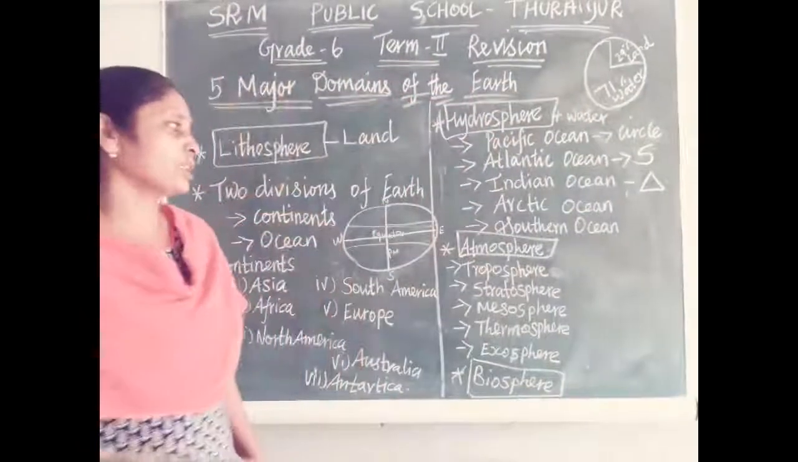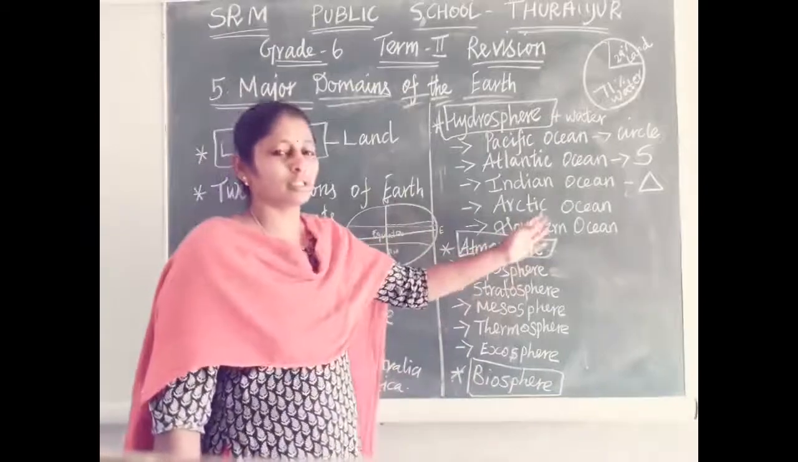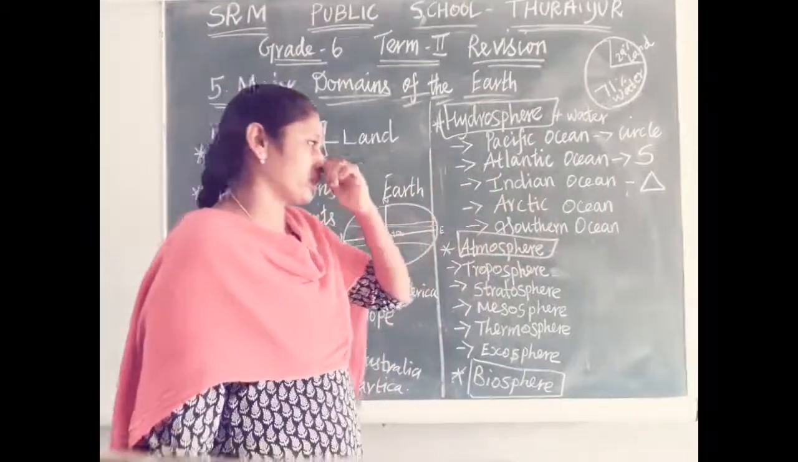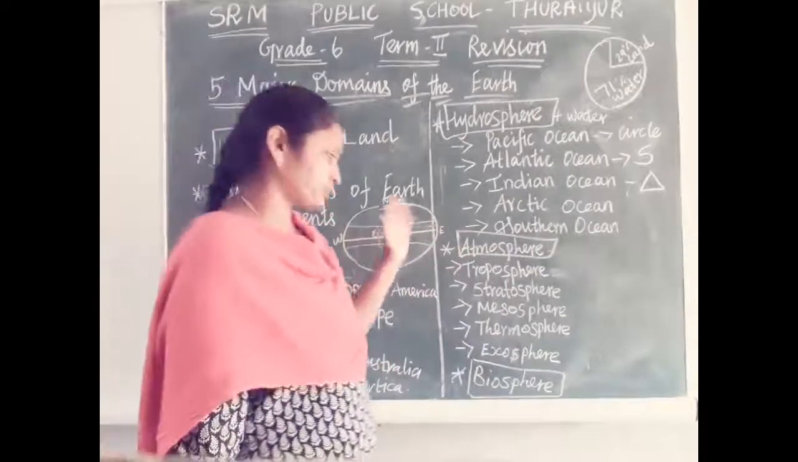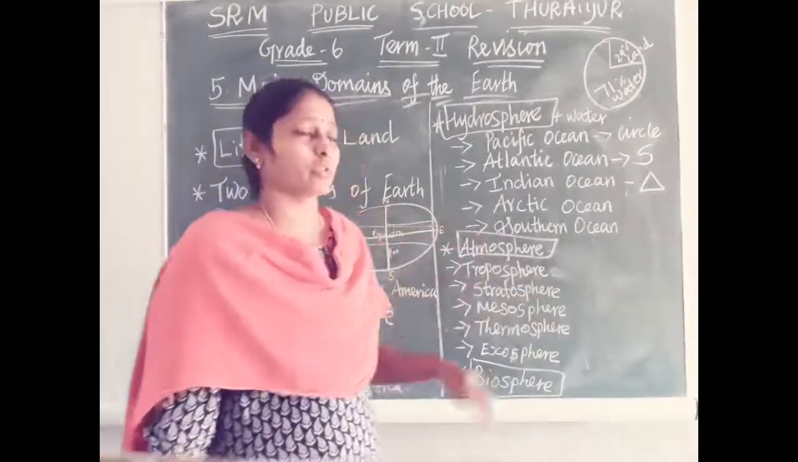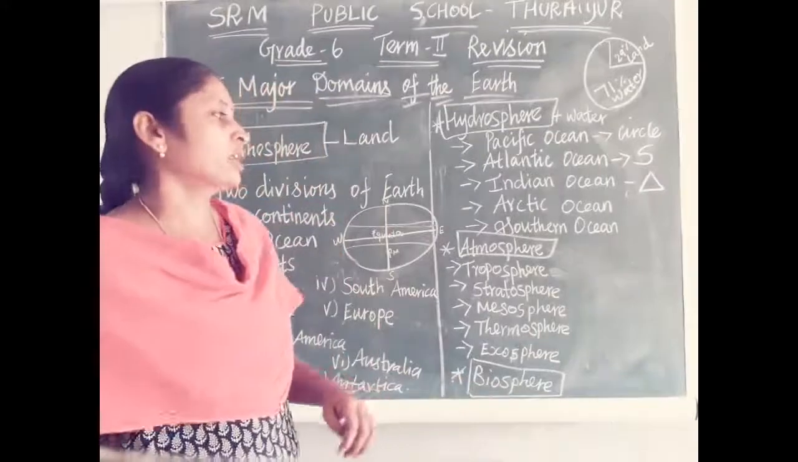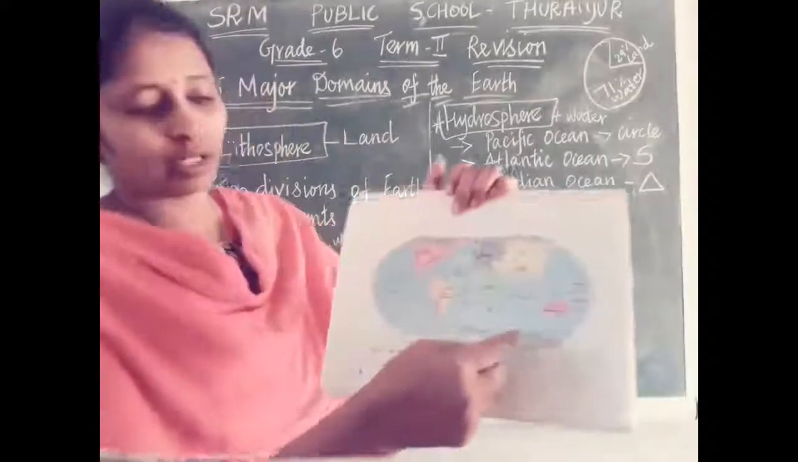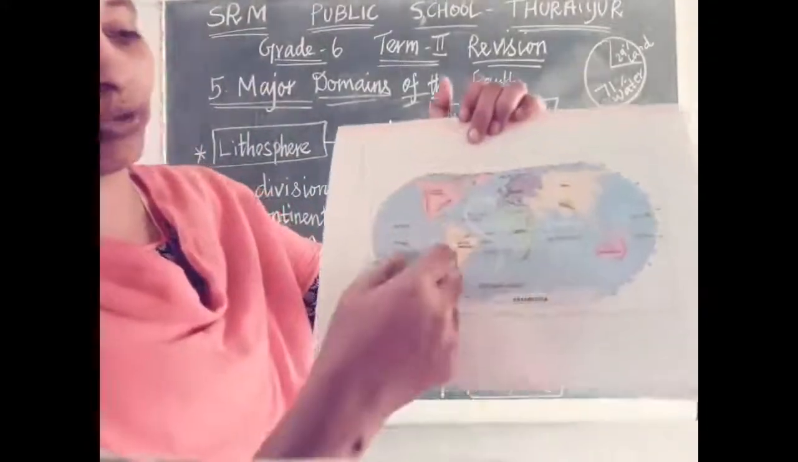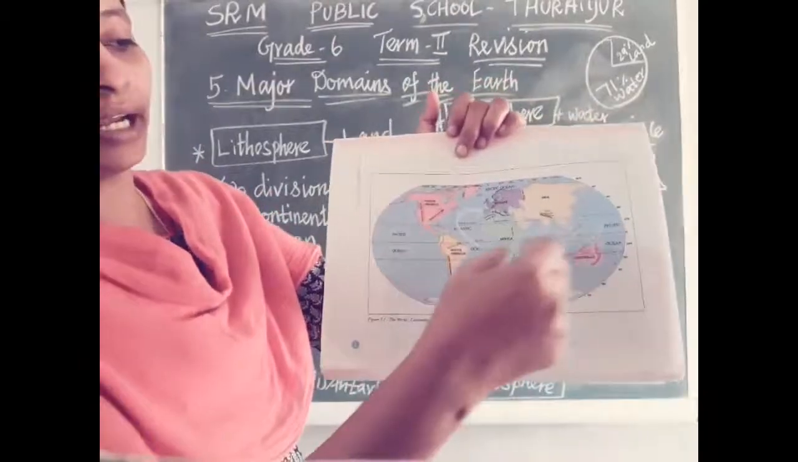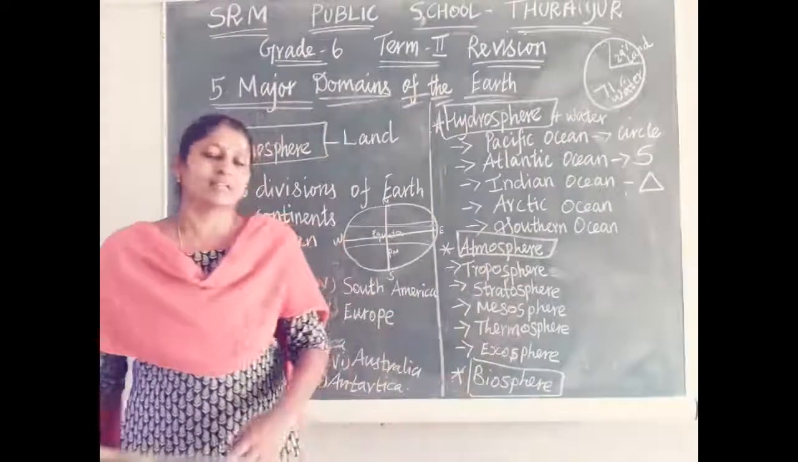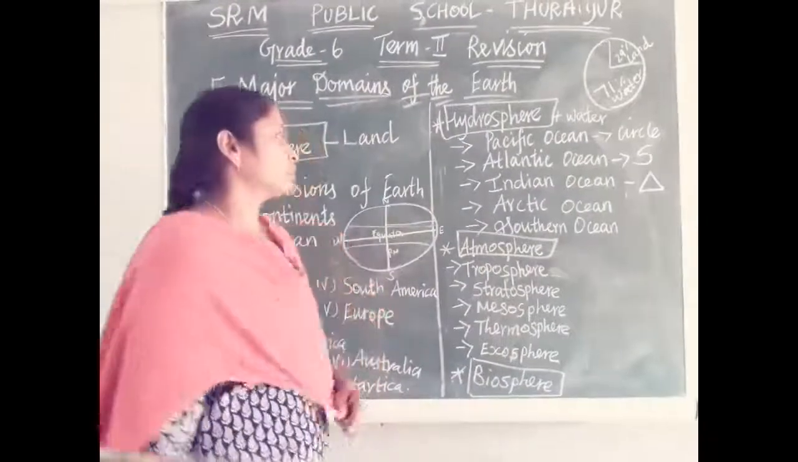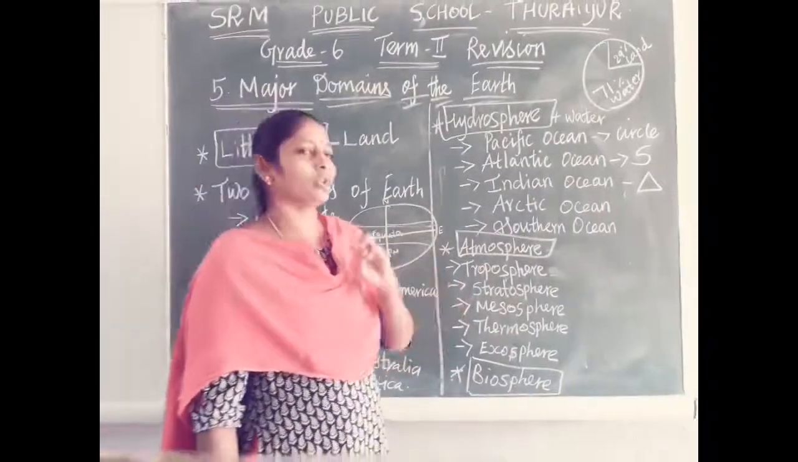Arctic Ocean: it lies in the North Pole, and some places are joined to the Pacific Ocean. Southern Ocean: it is in the south, near the South Pole. When the Pacific Ocean, Atlantic Ocean, and Indian Ocean join together, that is where we have the Southern Ocean, right? So we have 5 major oceans.